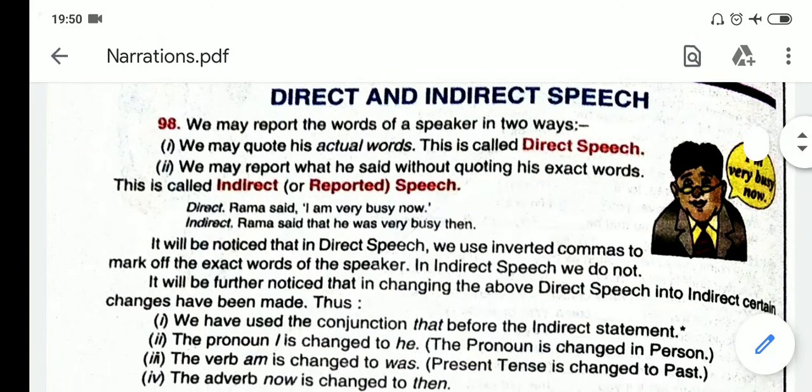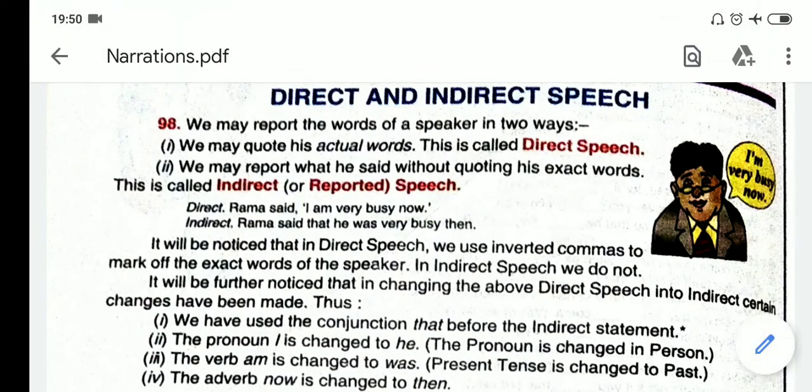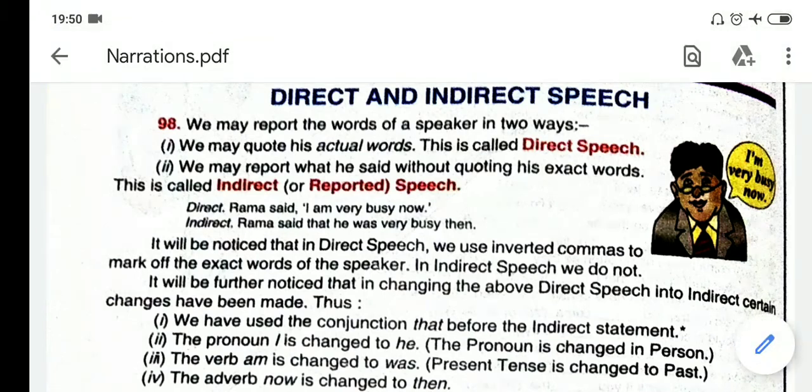The example of a direct speech is: Rama said, comma, inverted commas begin. These are called quotation marks. I am very busy now. Full stop, inverted commas close. I am very busy now are the exact words Rama said. We are quoting the exact words. Who is the speaker? Rama is the speaker. So we are quoting the exact words of Rama. So this is a direct speech. And whenever we write a direct speech, we put it in inverted commas.